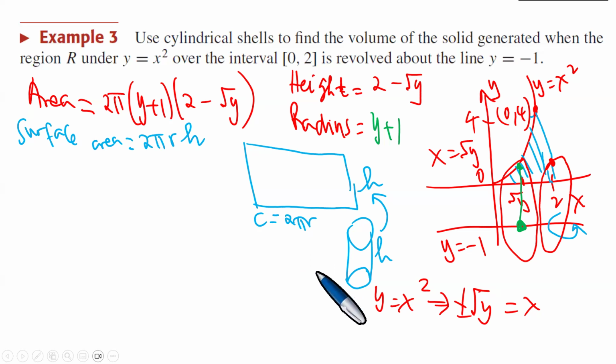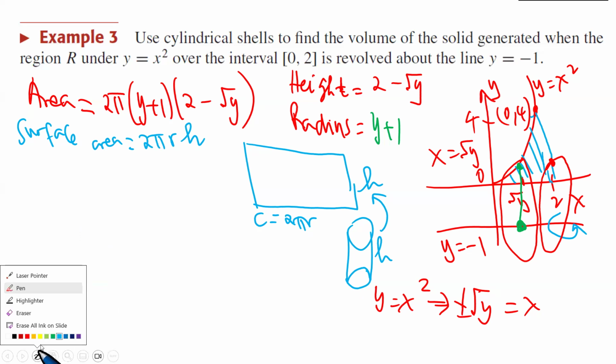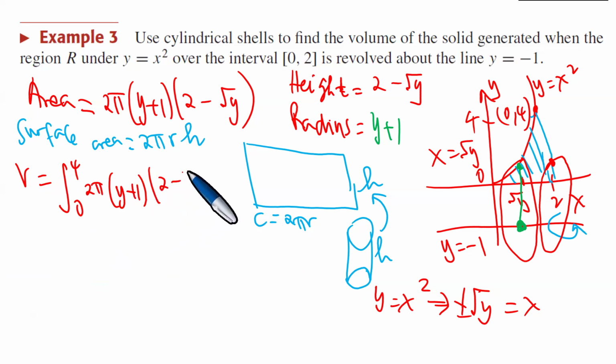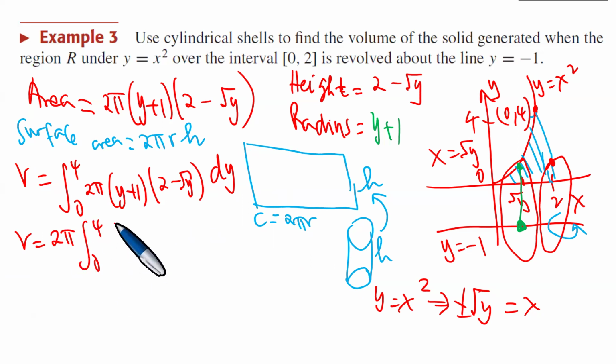Now, at this point, you would then say the volume V would be the integral from 0 to 4 of 2 pi (y plus 1)(2 minus the square root of y) dy. So 2 pi, the integral from 0 to 4 of 2y minus y to the power 3/2 plus 2 minus y to the power 1/2 dy.